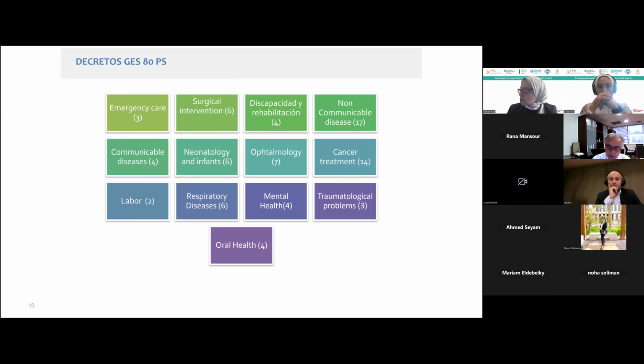That means that today, through this package, we give coverage to at least 80% of the prevalent health problems of the population.